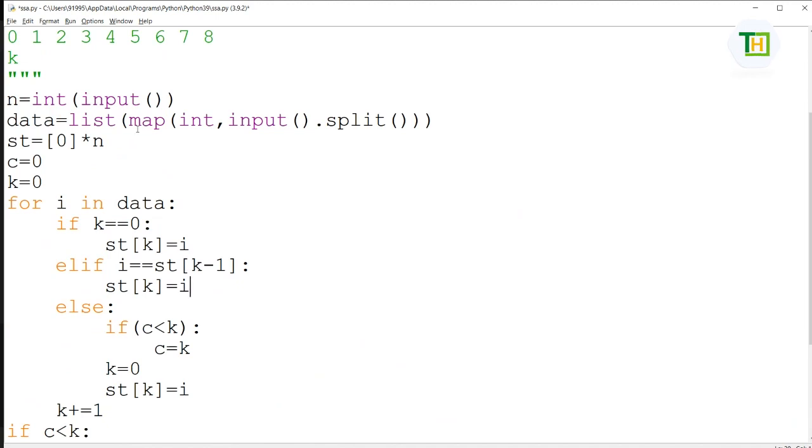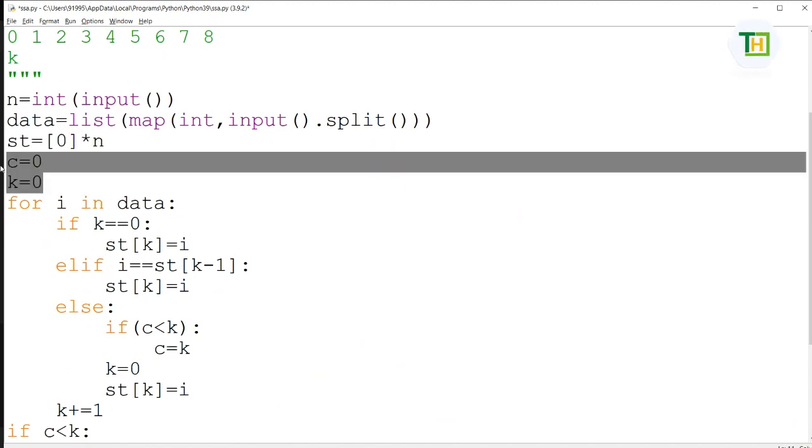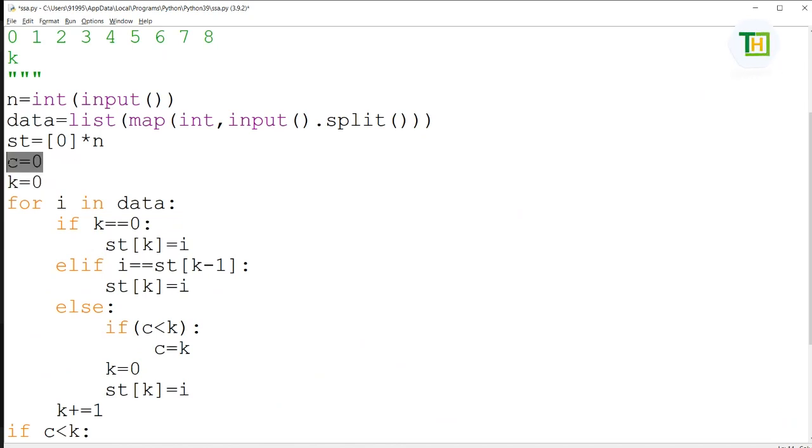Here I am reading the length of the array and I'm reading the array values. And I'm taking one stack here. And here I'm going to take two values, c and k. C is equal to 0 and k is equal to 0. Here c is the count variable and here k is the value for stack index. If it is initially 0, I'm simply going to add the value to the stack. That's it, nothing else.